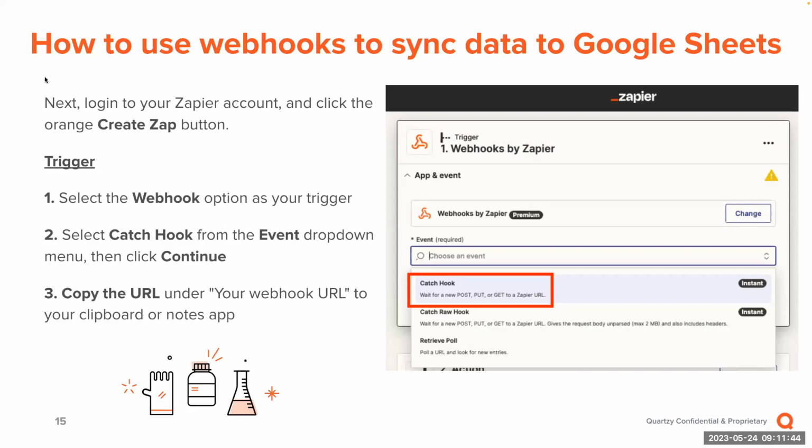So in Zapier, you get started by clicking the orange Create Zap button, and this will lead you to this page that says Trigger. And when you're prompted to select something for a trigger, you will select the webhook option. And then in the event, you'll select Catch Webhook. Once you click Continue after selecting this Catch Webhook option, you'll see a webhook URL. So you'll want to copy that URL and paste it into your clipboard or notes app.